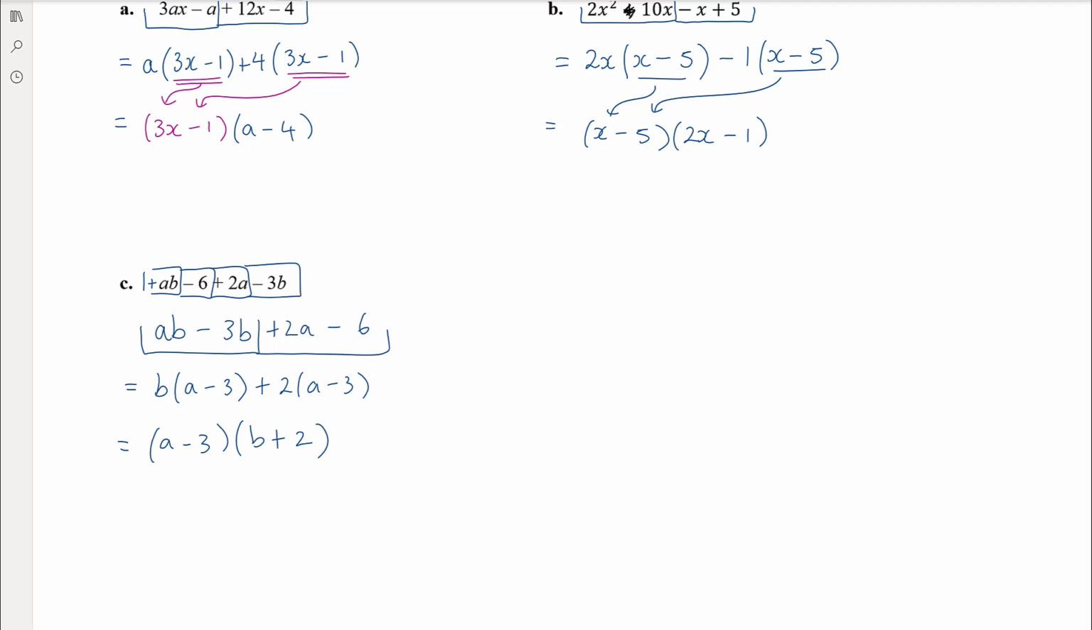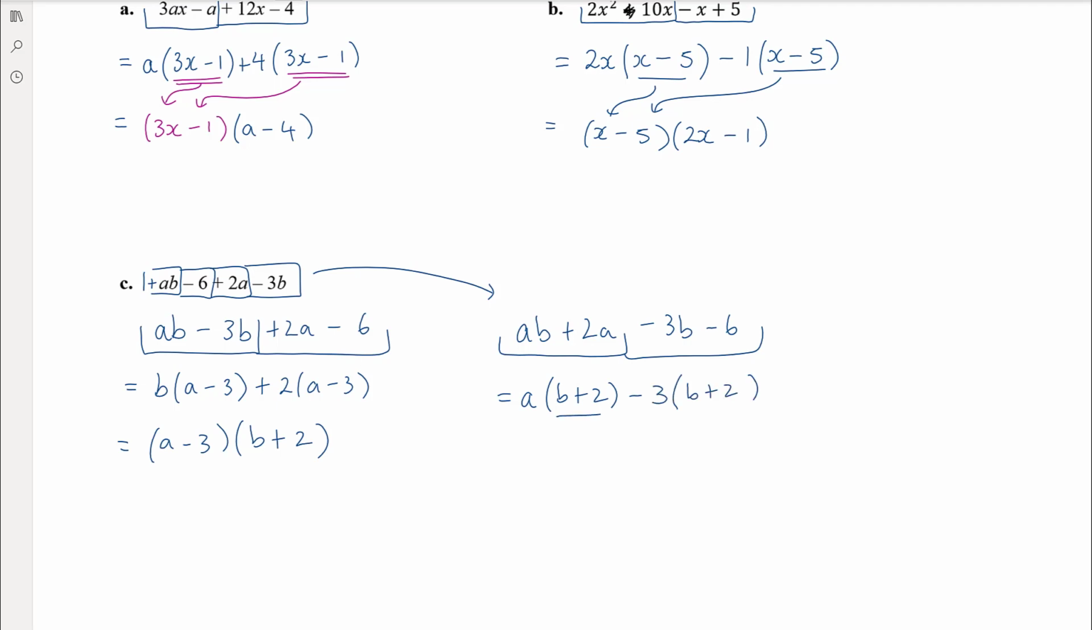The other way that we could actually reorder this same question would be to perhaps think about instead having ab plus 2a and put the terms with the common factor of a together, which would then leave us with minus 3b minus 6, okay, and group those two terms together. So same expression, I've just ordered it slightly differently. In this case, looking at the first two terms, taking out a common factor of a leaves me with b plus 2. In the second two terms, I can take out that common factor of negative 3, which also leaves me with b plus 2. I've now got that bracket in common, so b plus 2 times a minus 3. So we get to the same point.